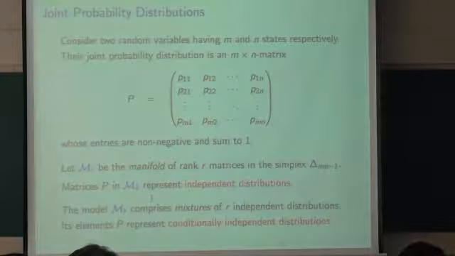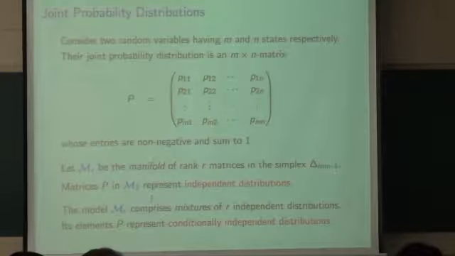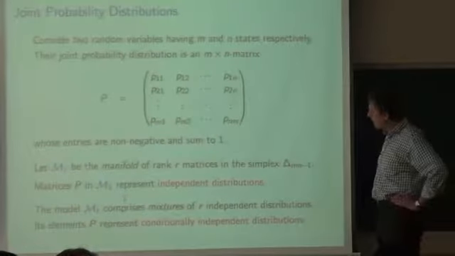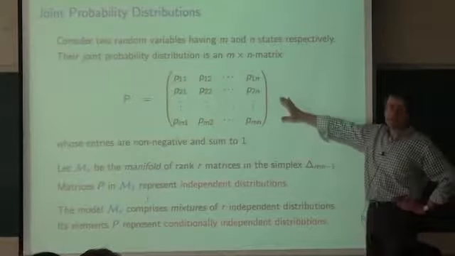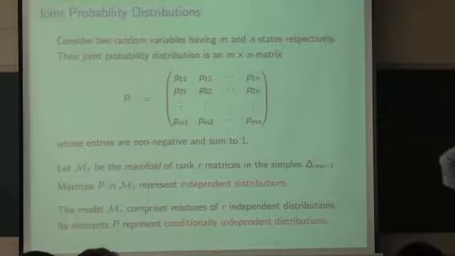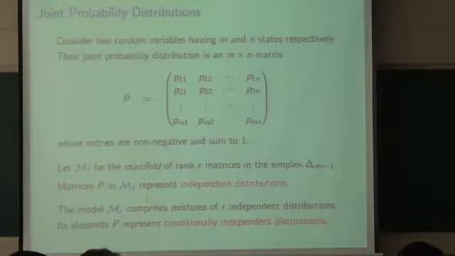I'm going to write M sub r for the manifold of matrices of rank exactly r inside the simplex. So by the simplex, this is the simplex of dimension mn minus 1. That's the set of all such matrices. The set of all distributions is a simplex of this dimension, mn minus 1. And if a matrix has exactly rank r, it lies in M_r. And that's a smooth manifold inside the simplex.